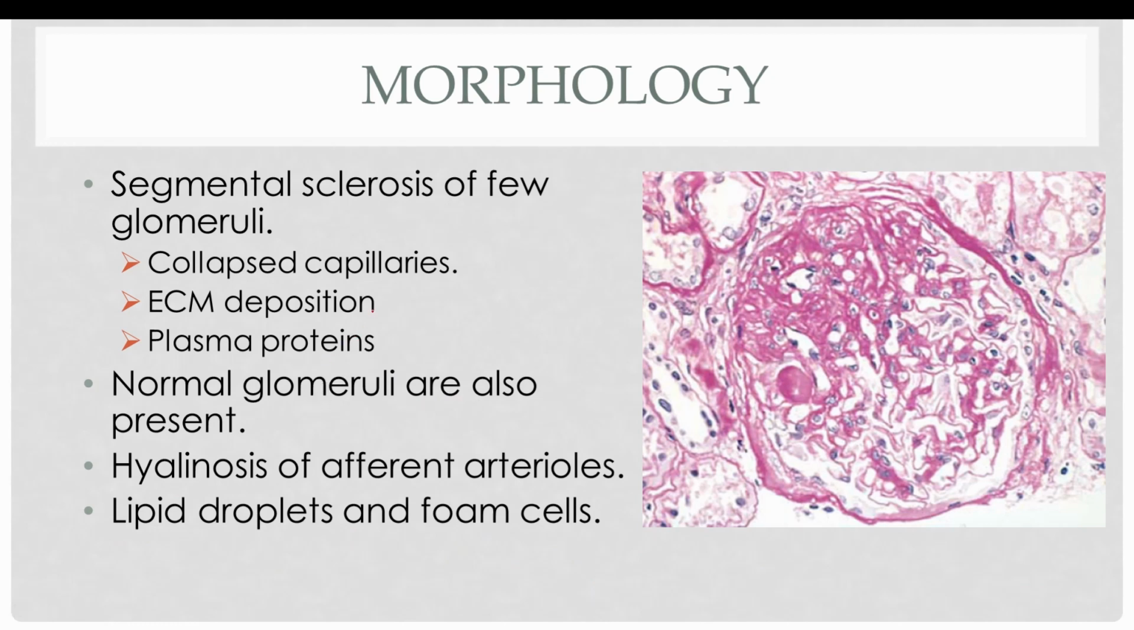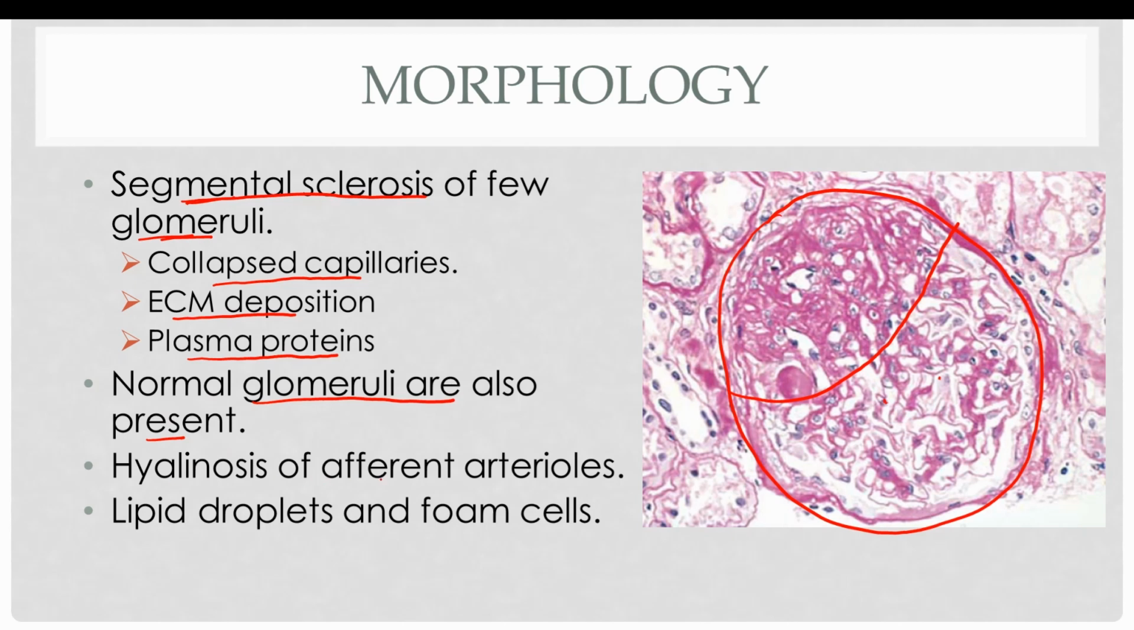Coming on towards the morphology, there is segmental sclerosis of few glomeruli, which means most of the glomeruli are normal. This here is a glomerulus, as you can see, and this is the segment that is sclerosed, whereas this portion over here is normal looking. Sclerosed glomeruli contain collapsed capillaries, and there is excessive extracellular matrix deposition along with increased plasma proteins.